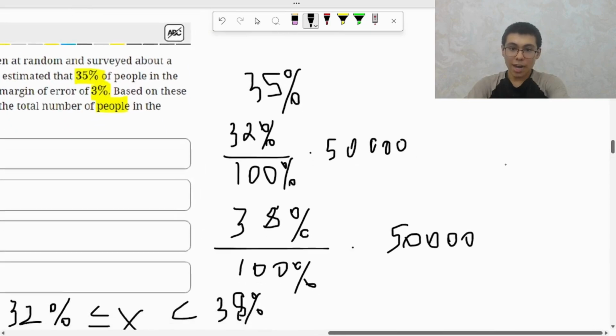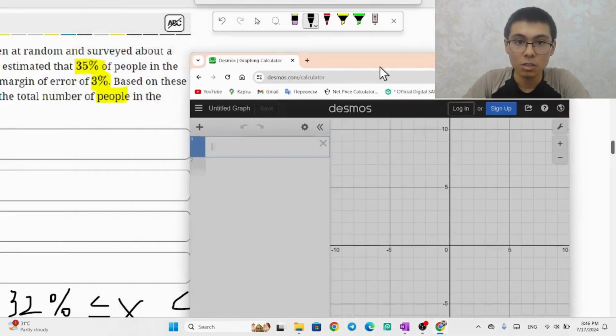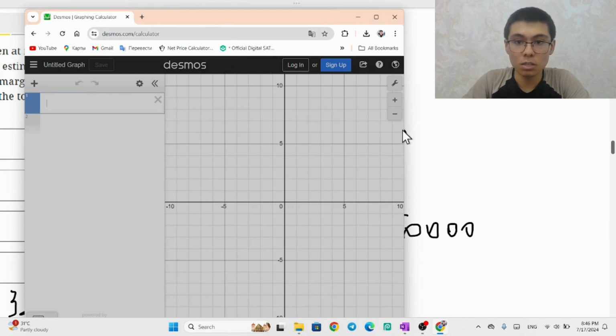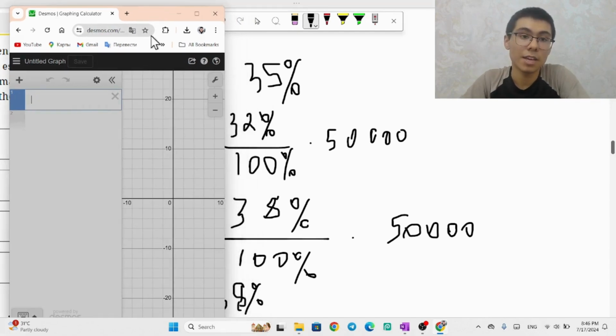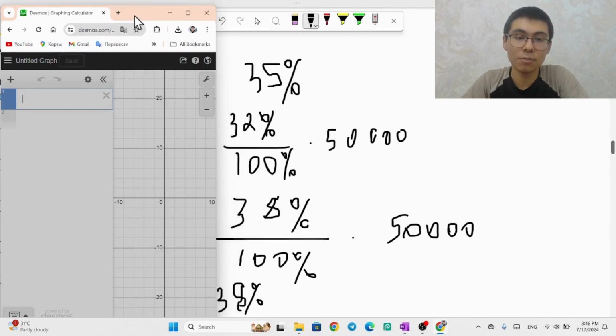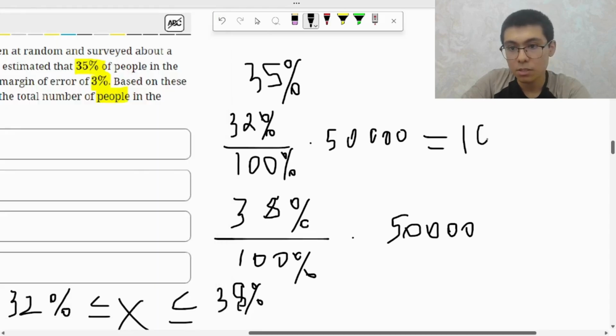So I can use the Desmos graphing calculator because I have access to it, right? You can use Desmos in your exam as well because it is a built-in calculator and you gotta take advantage of it. But if you have a physical calculator, I guess it would be easier, it will be faster. So in this case, I'm gonna use the Desmos here. 32 divided by 100 multiplied by 50,000. So here I have 16,000. So at least 16,000 people are going to support the legislation.